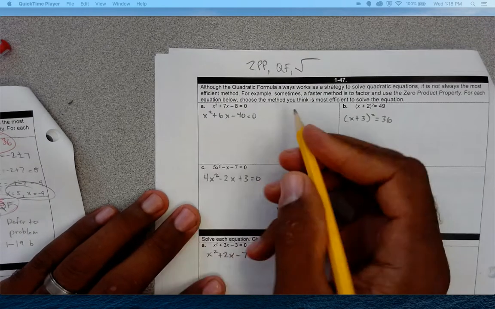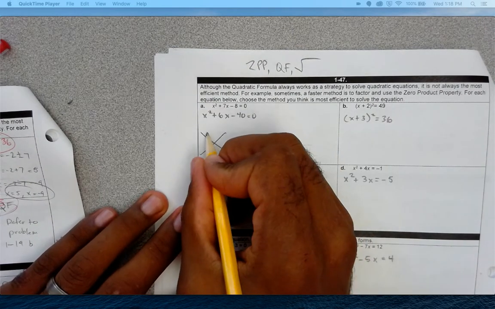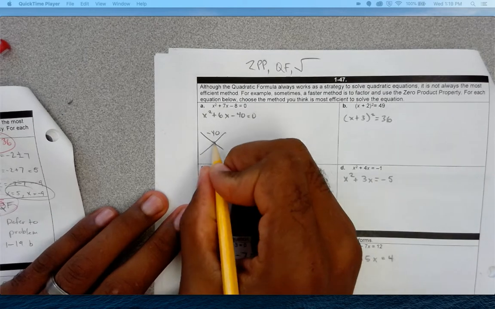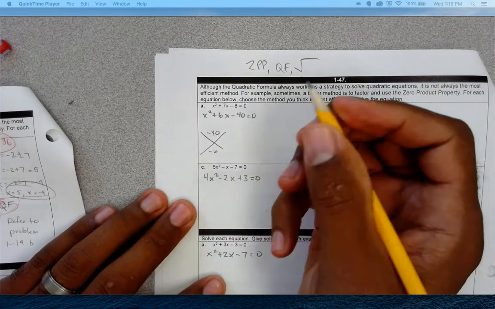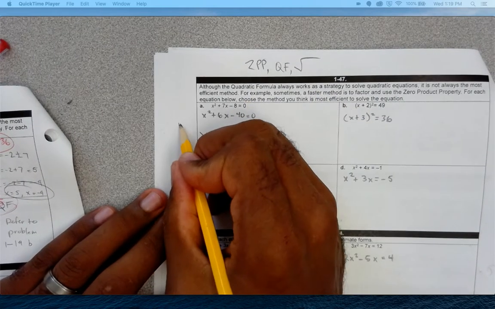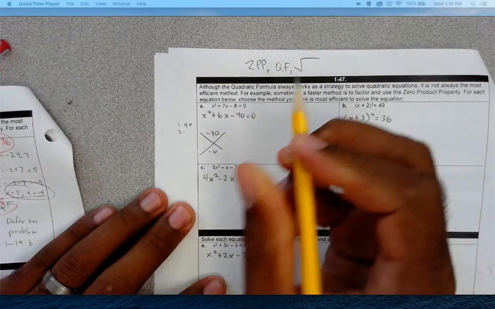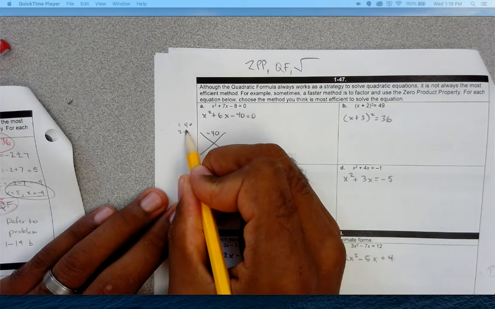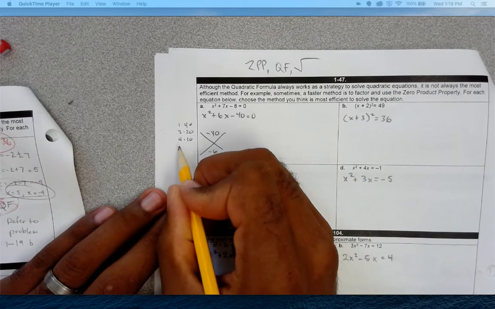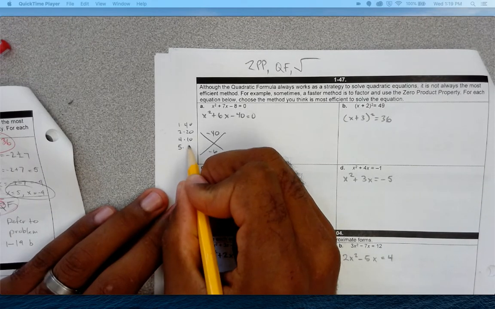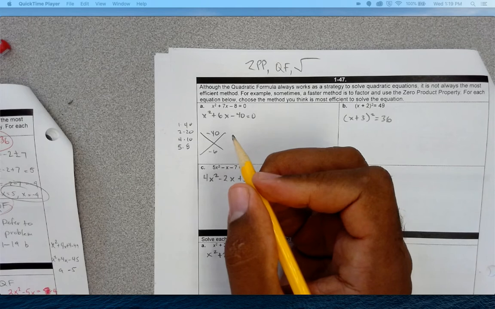Okay, so this first one, again, I'm going to try the x. So I got negative 40 on top. This is a times c, and then 6 here. What two numbers multiply to negative 40 but also add up to 6? That's what I'm looking for. 1 times 40, 2 times 20, 3 doesn't work. 4 times 10, 5 times 8.